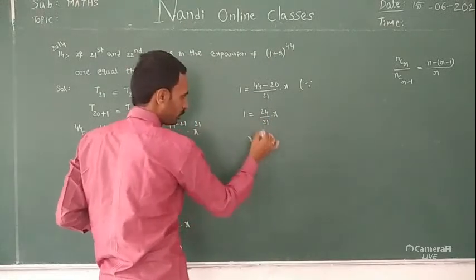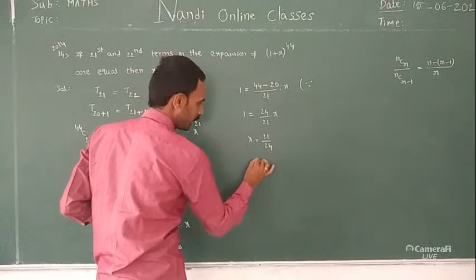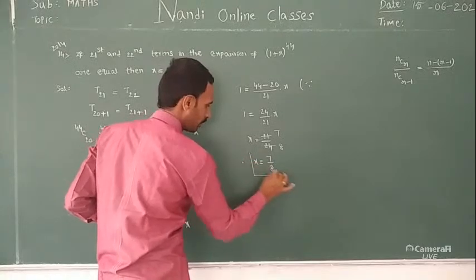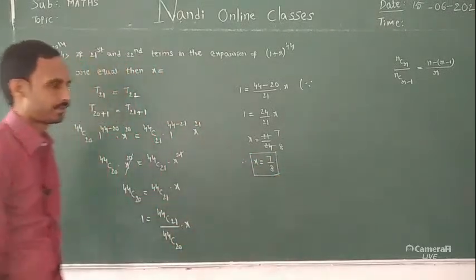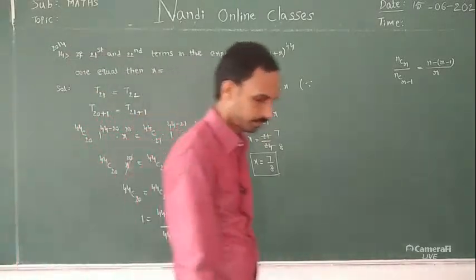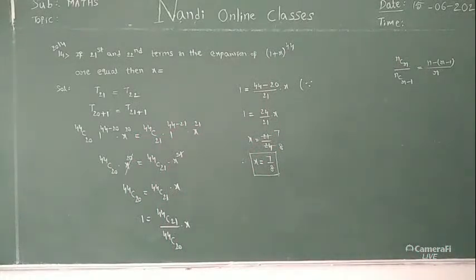x is equal to, cross multiply, 21 by 24. 3 7s are 21, 3 8s are 24, so x is equal to 7 by 8. That is the value of x. x is equal to 21 by 24. Write this formula in your synopsis, it is an important formula.